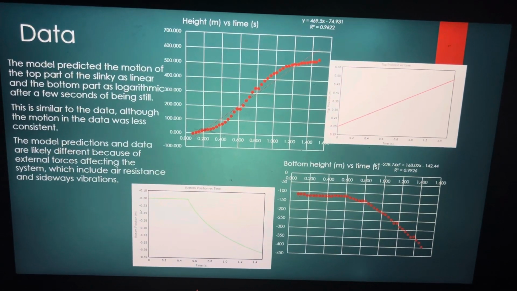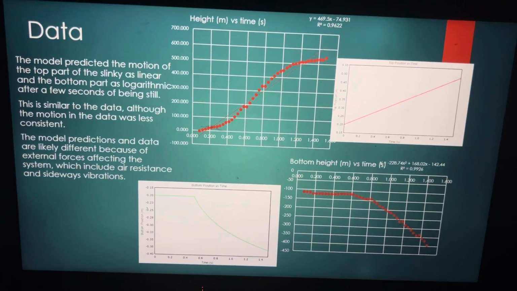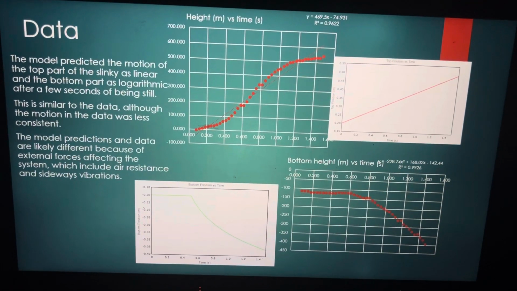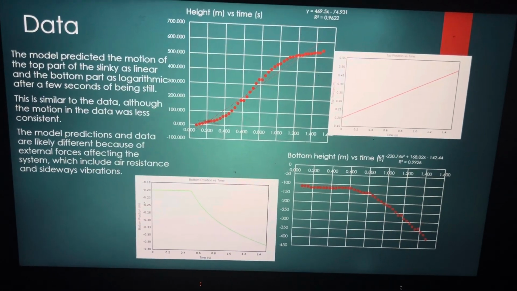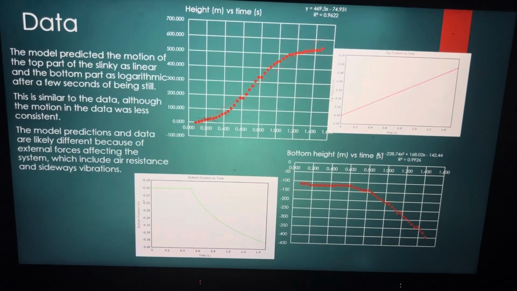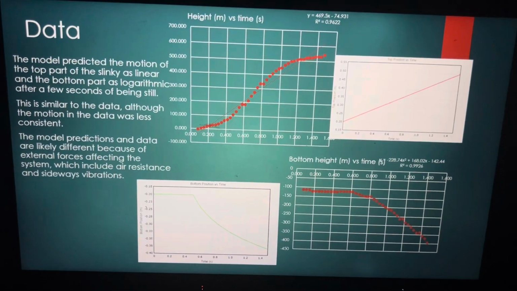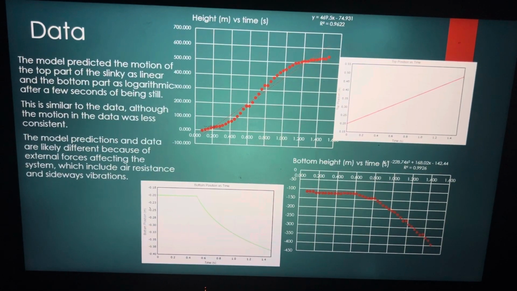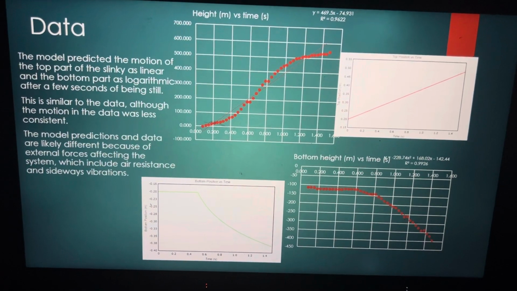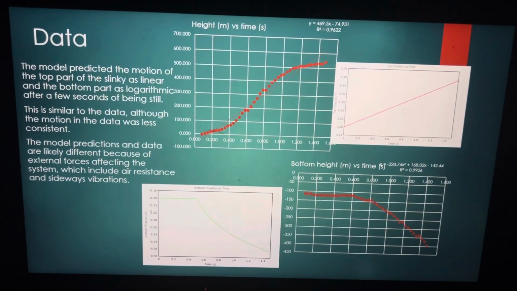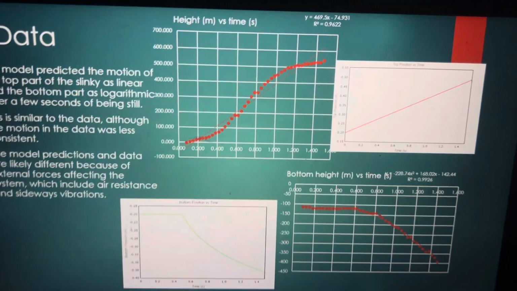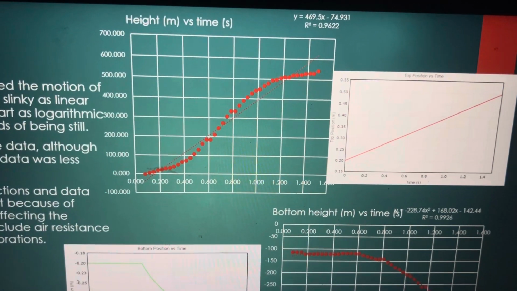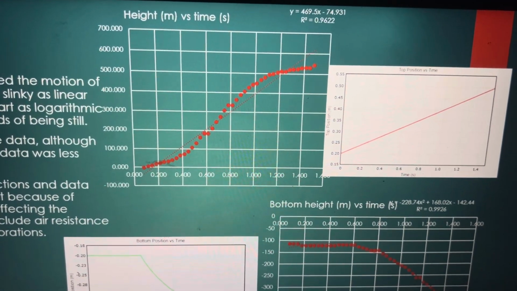The model predicted the motion of the top part of the slinky as linear and the bottom part as logarithmic after a few instances of being still. This is similar to the data, although the motion in the data was less consistent. The model predictions and data are likely slightly different because of external forces acting on the system, which include air resistance and sideways vibrations.